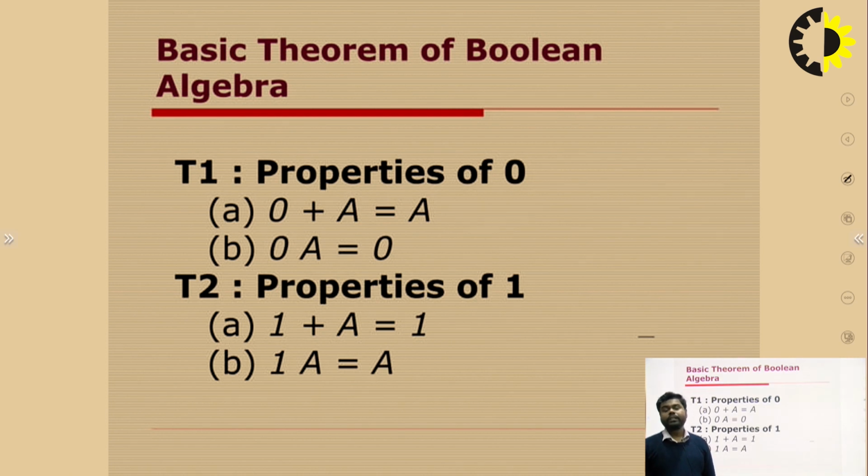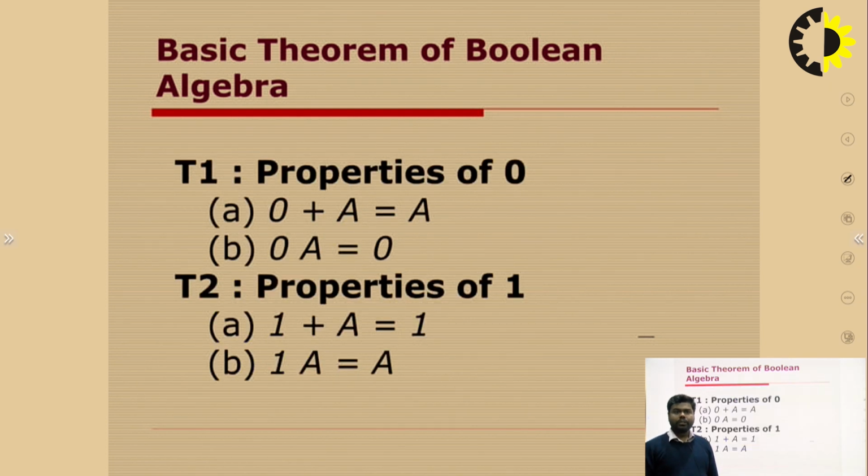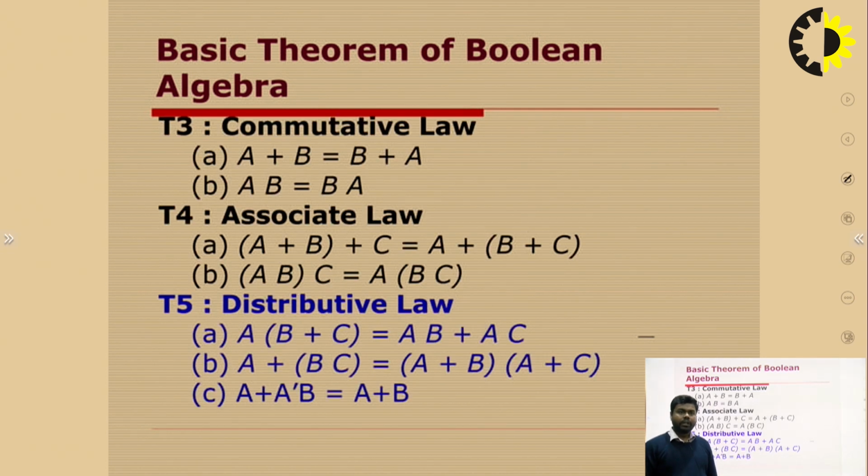Now we are discussing the basic theorems of Boolean algebra. This is the theorem of properties of 0: 0 plus a equals a, 0 dot a equals 0. Properties of 1: 1 plus a equals 1, 1 dot a equals a. Third is the commutative law: a plus b equals b plus a, a dot b equals b dot a. Associative law: a plus b plus c equals a plus b plus c, a dot b dot c equals a dot b dot c.